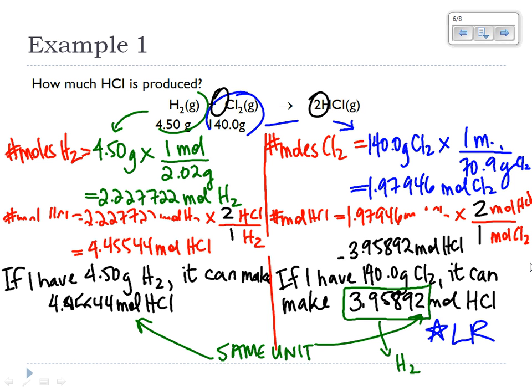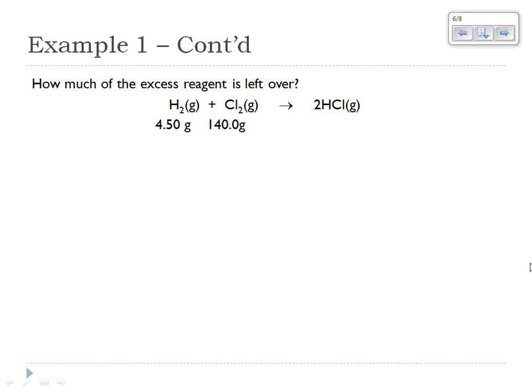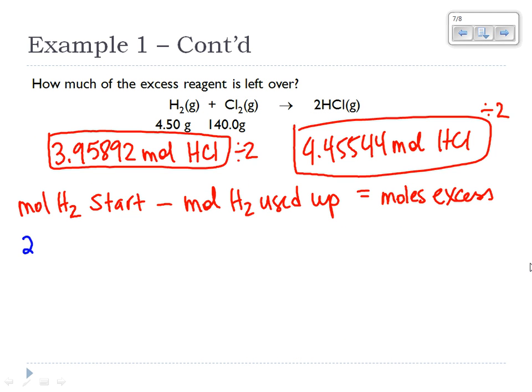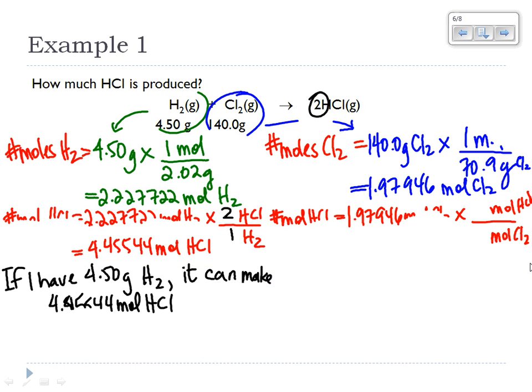I'll use blue. This number here is how many moles of HCl I could have used up. This mole here, that's how many moles of H2 I start with, given the fact that I started with 4.50 grams. So let's recopy that number over here. So that's 2.227722 moles of H2. That's what I started with. Now I'm going to subtract it from the moles of H2 that got used up.